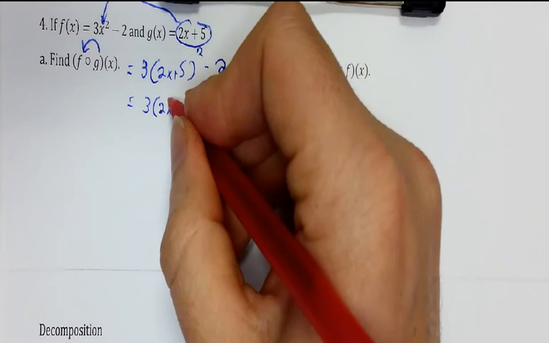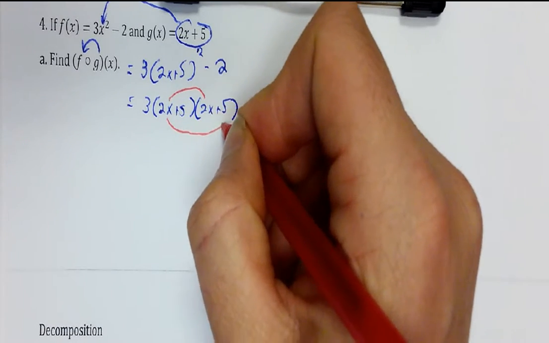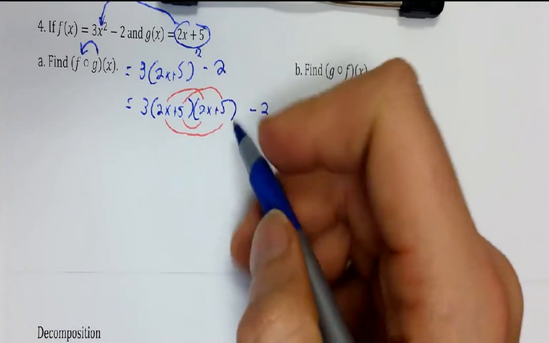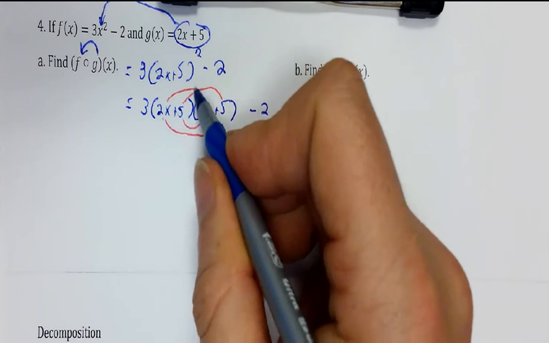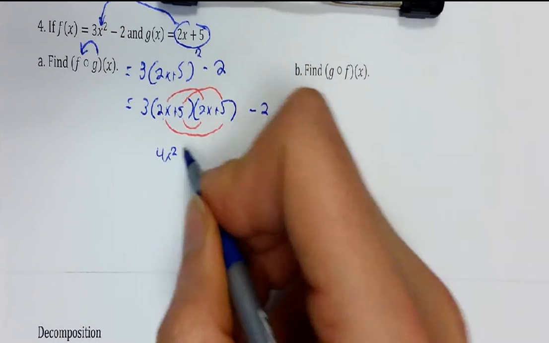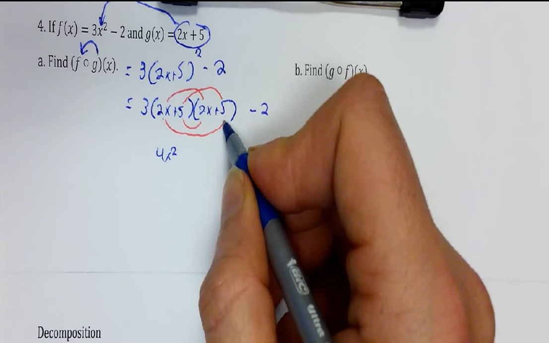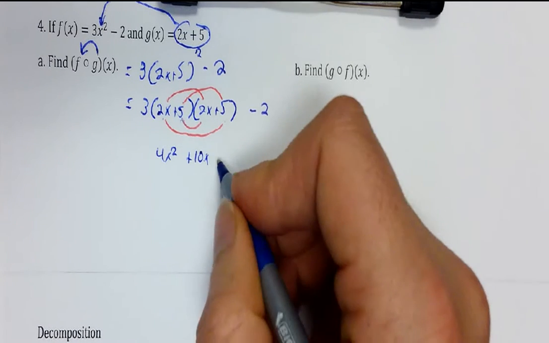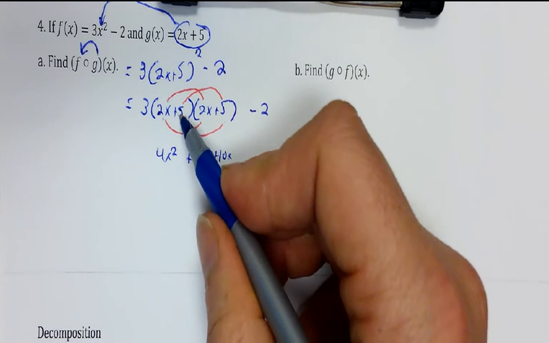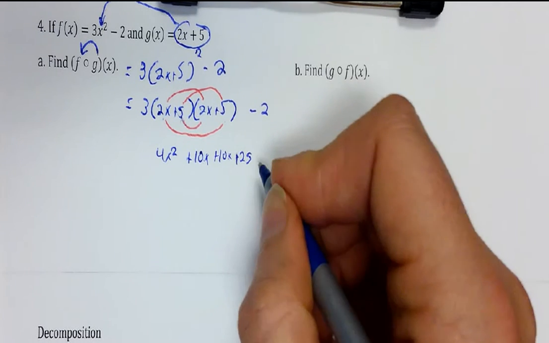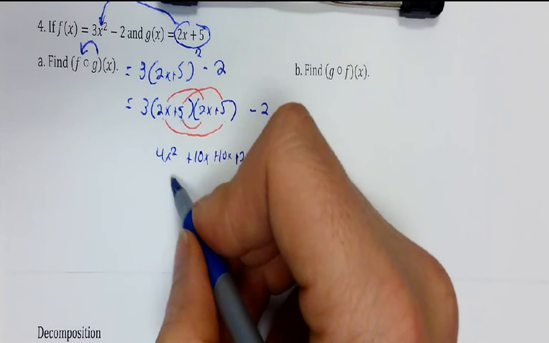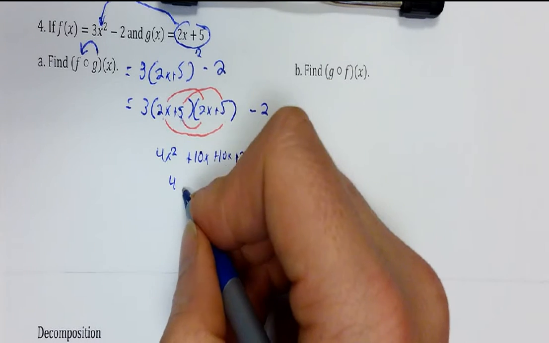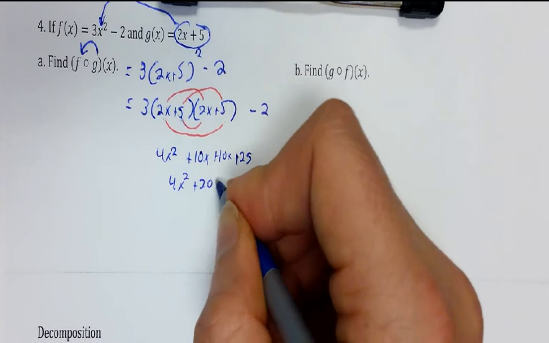Of course, there's a formula for this. Anytime you square a binomial, there's a nice formula for it. That's okay if you don't know it. I'm just going to FOIL this out very quickly. My first term, 2x times 2x is 4x squared. My outer term, 2x times 5 is plus 10x. My inner terms, 5 times 2x is plus 10x again. And my last term is 5 times 5 is 25. All right. I want to go ahead and combine those middle terms. 10x plus 10x is 20x.